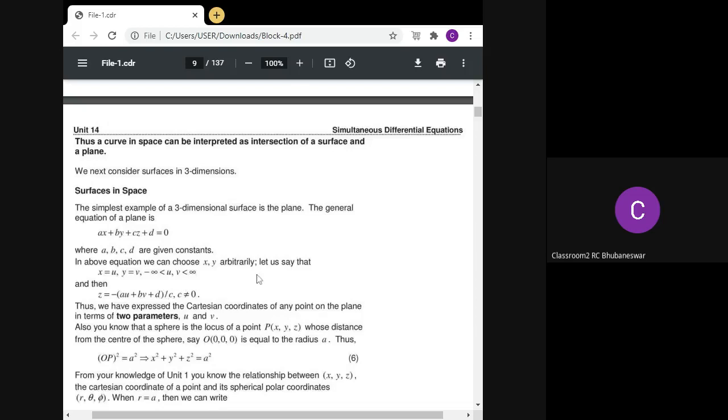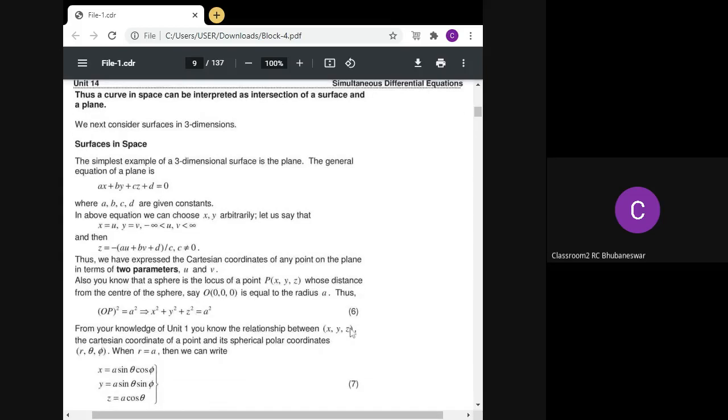If you want to represent it in two-variable form, it can be converted by assigning two arbitrary parameters u and v, that is x equals u and y equals v. The same equation can then be expressed in terms of z as z equals minus of au plus bv plus d, all divided by c, but the condition is that c must not be 0. Look at this expression here.